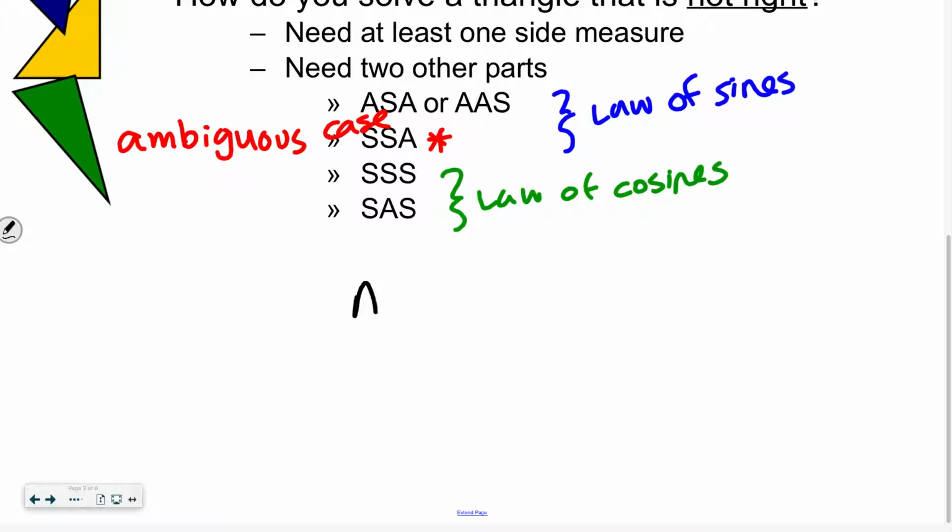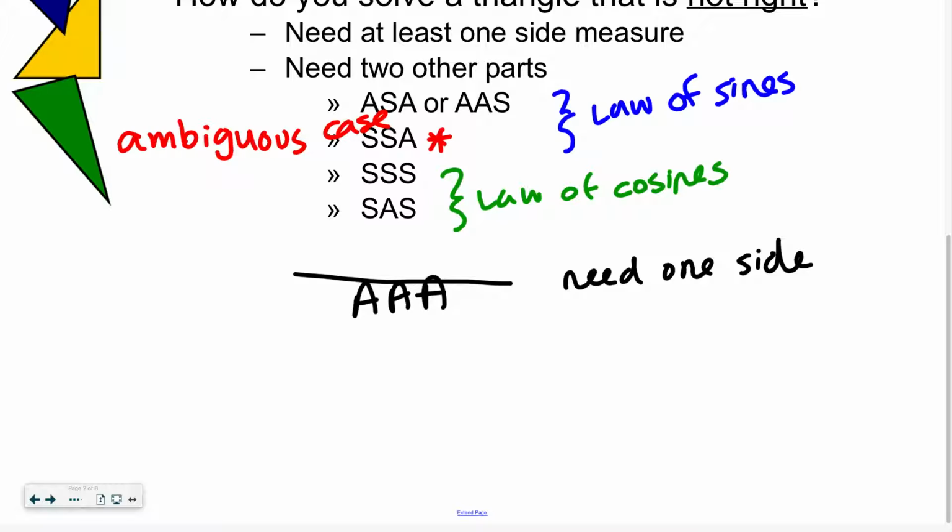Notice that I don't have angle, angle, angle, because I need one side. If I know the shape, I can't pin down the size. So I need at least one side. So angle, angle, angle is not anything I'm ever going to give you.